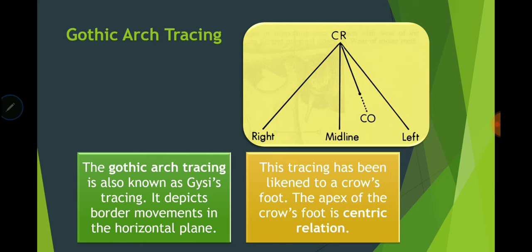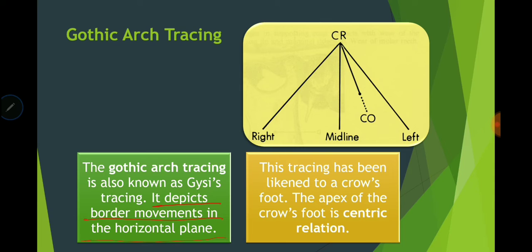Okay, so the Gothic arch tracing, it's Gothic. Make sure you look at it, memorize it. It's good to know. Make sure you keep that in mind. The Gothic arch tracing is also known as the arrow point tracing, and it shows border movement in the horizontal plane.